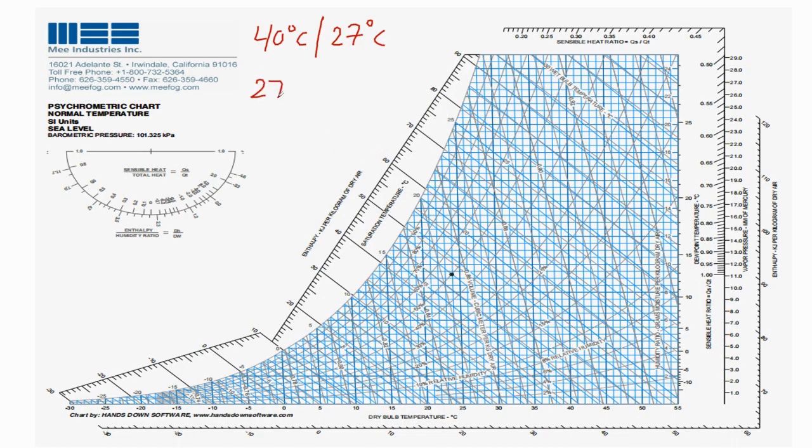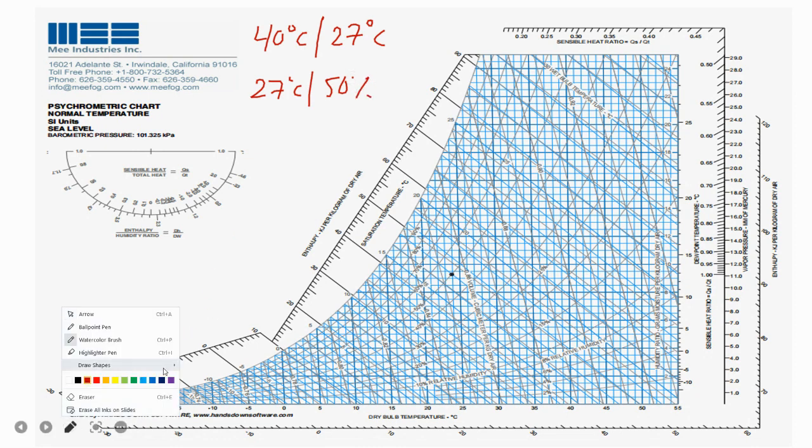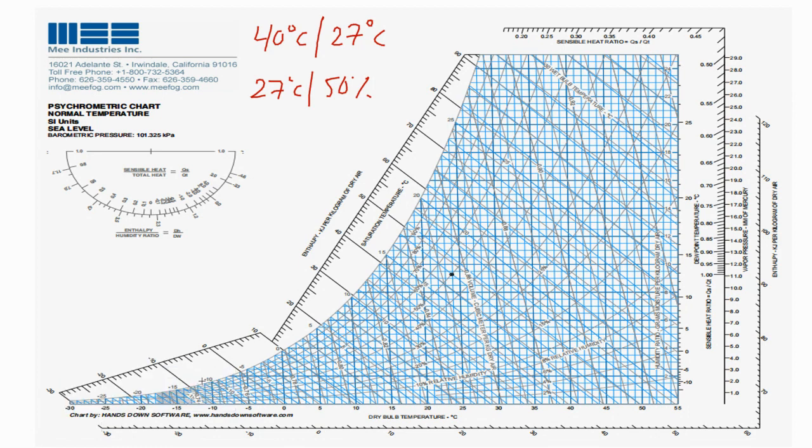Second condition is 27 degrees Celsius and 50%. If this comes in an exam question, you start like this. First of all, you draw these points. So first of all, I mark 40 and 27. We start from this 40 and we go till 27. So this is 25, this is 26, this is 27.